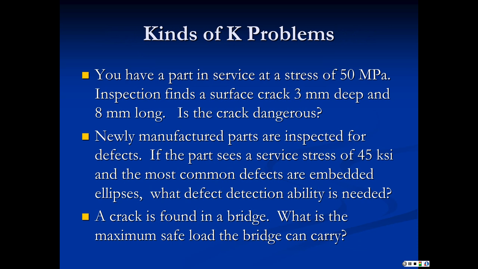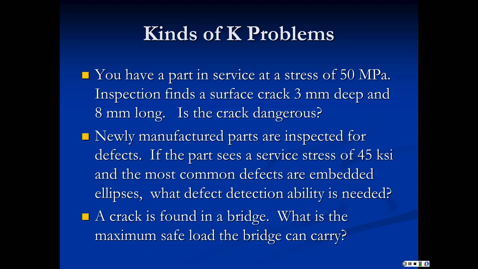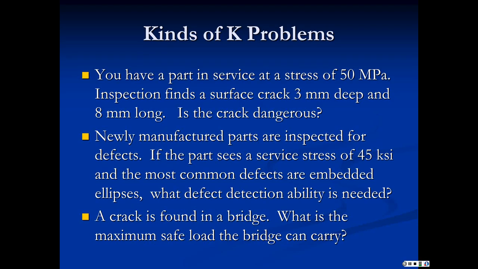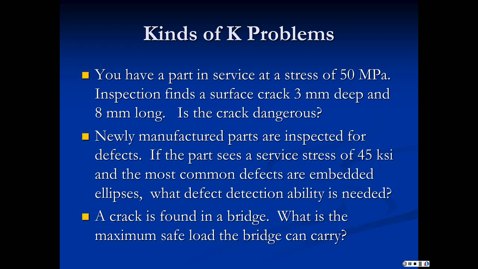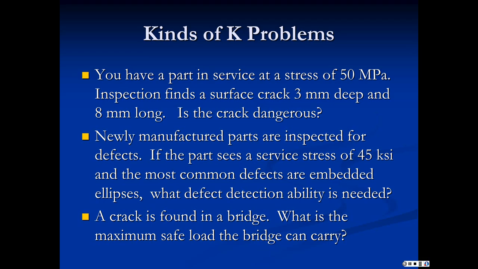So what are the kinds of K problems that you're going to run into? Well, there are 3 categories, and essentially you're going to be solving for one of 3 constants in the equation. So for example, you have a part that's in service at a stress of 50 megapascals. Somebody's inspecting the structure and they find a surface crack 3 millimeters deep and 8 millimeters long. The question is, is that crack dangerous? Do I need to shut down the service? And so the key here is, can you calculate the applied K, and then can you compare that to the material property K1C, or K critical?